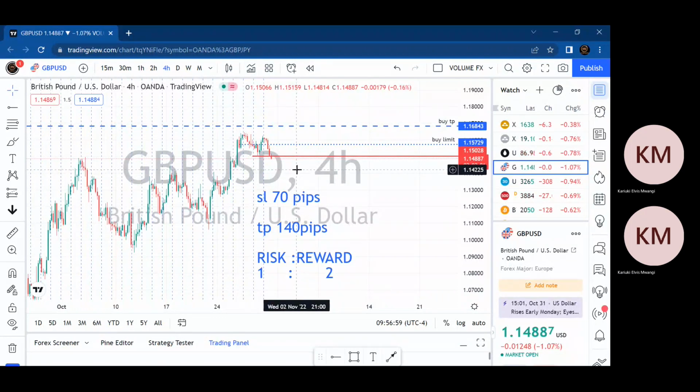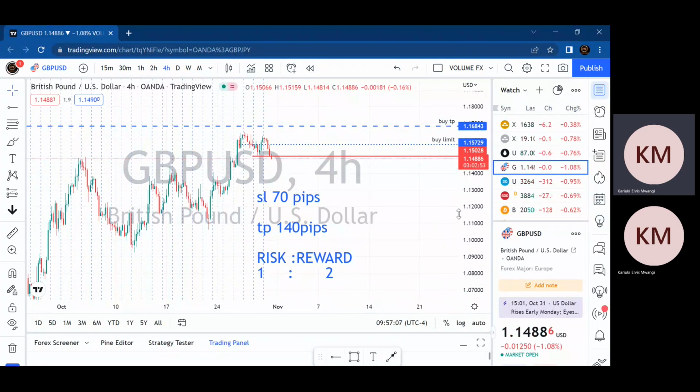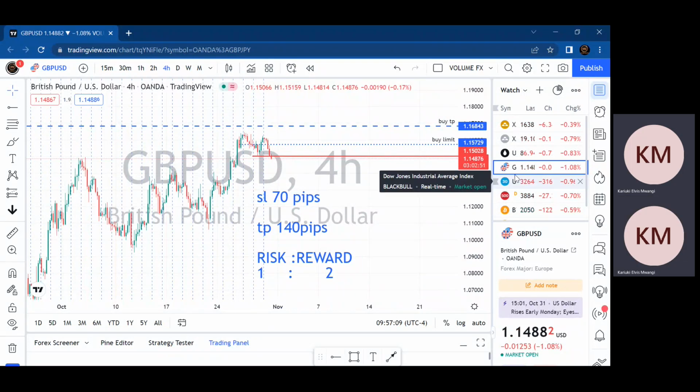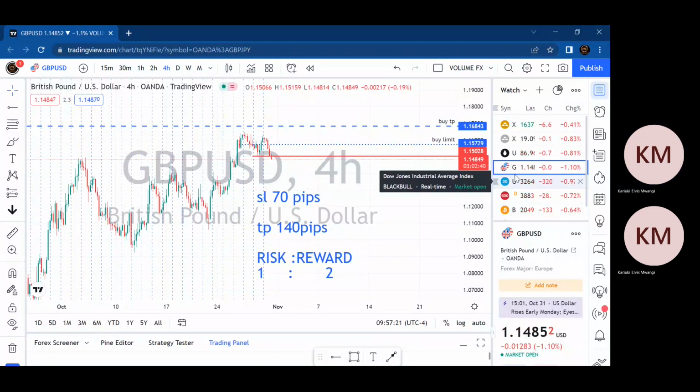Have you gotten that one? Yeah. So it's not a must. The minimum is 1:2, but it can be 8. What is the maximum reward you can enter? There's no maximum. You can do 1:20. I've seen people do 1:20, 1:15.